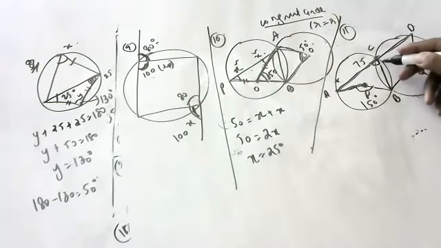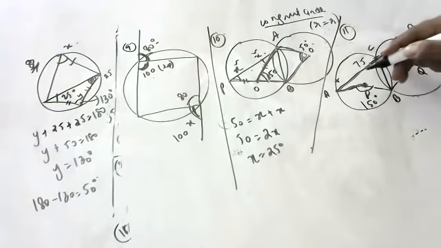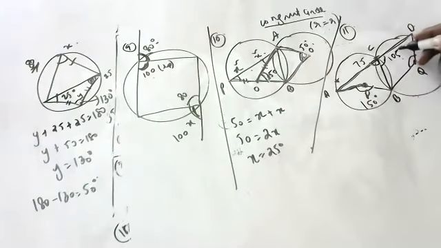Fantastic. If this is 75, that will be 115, sir. By linear pair. No, this is 105. If this is 105, this will be 75. In cyclic quadrilateral opposite angles, right? Not cyclic quadrilateral, it's sir, cyclic.